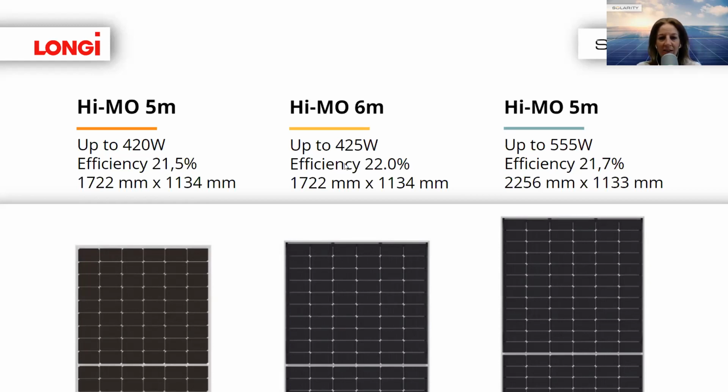The products, let's say it's a different technology. HIMO 5 is definitely P-type. HIMO 6, as I mentioned, is a mix of technologies, but coming with improvements. Here you have the power outputs.